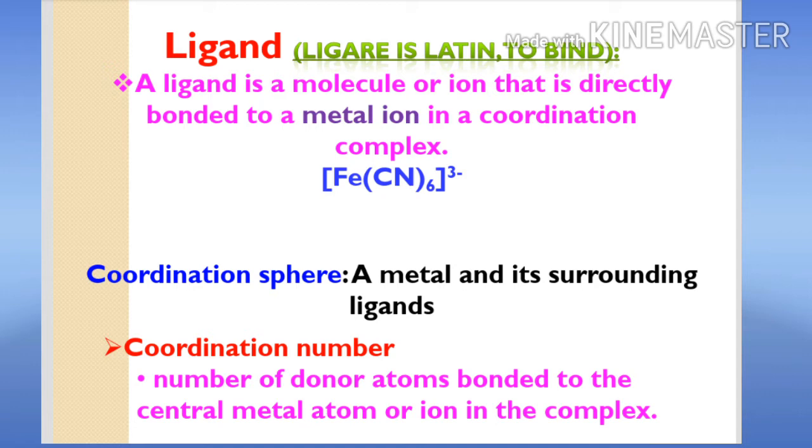Now, the central metal atom and the 6 cyanide groups written together are called a coordination pair. They are written in square brackets, and the number of ligands attached to the central metal atom is called the coordination number.